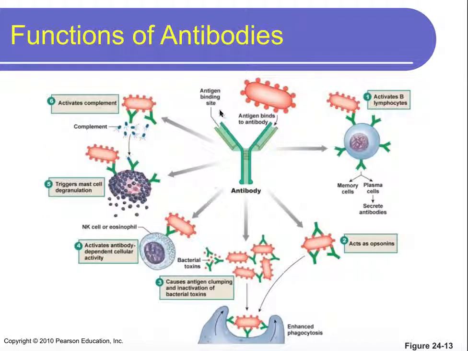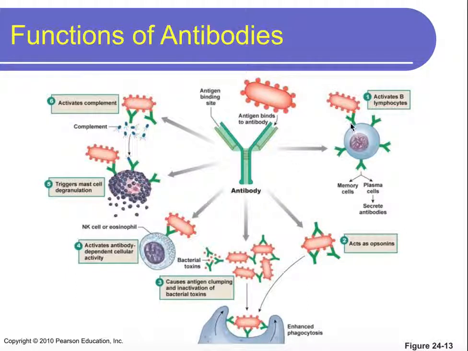So antibodies are shaped like the letter Y. The arms of the Y have the binding site. Think of these as the hands that will actually touch and recognize and bind. And then the body of the Y is what determines what class of antibody you are, whether you're IgG, A, M, E, or D. So let's take a look at all of the functions of antibodies.